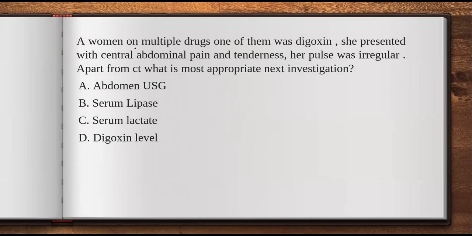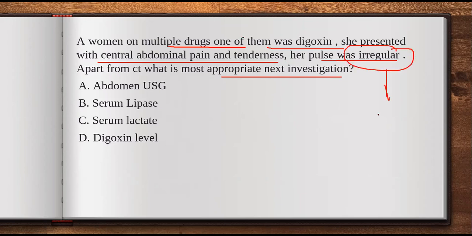Then next question: a woman on multiple drugs, one of them was digoxin. She presented with central abdominal pain and tenderness. Her pulse was irregular. Apart from CT, what is the most appropriate next investigation? So remember, if a patient has an irregular pulse, always think about AF. Now, an AF patient complaining of central abdominal pain, what is the most likely cause of that?